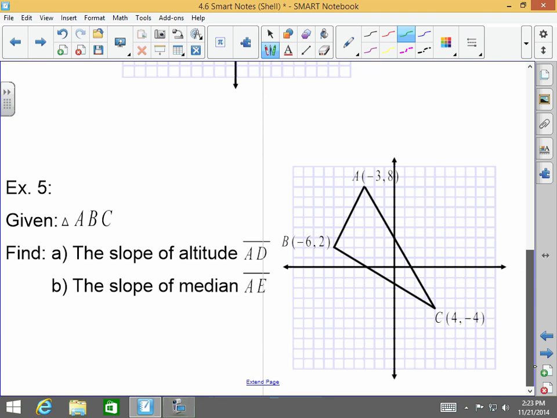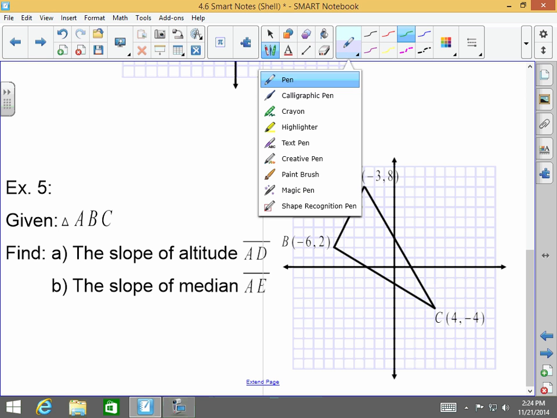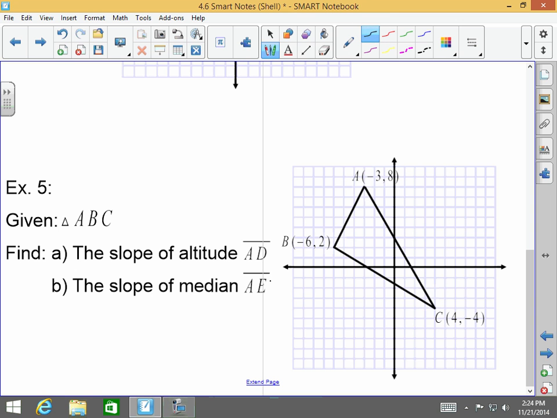Okay. Number 2 here. Triangle ABC. Find the slope of the altitude of AD and the slope of the median of AE. Okay, wait a second. This should be BC. Sorry, boys.